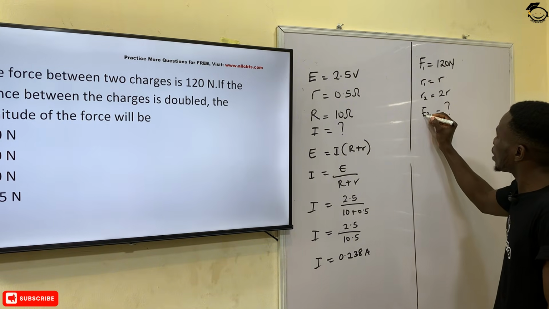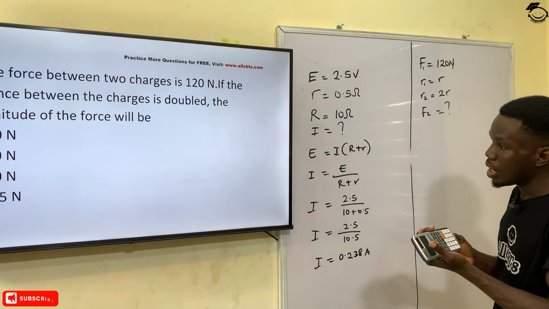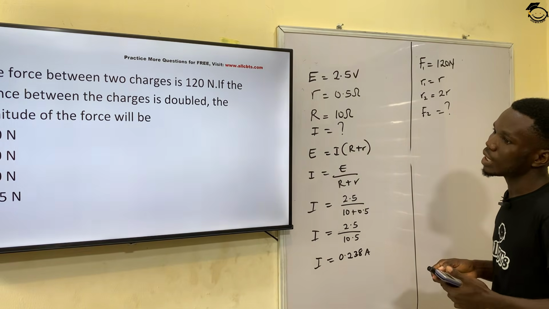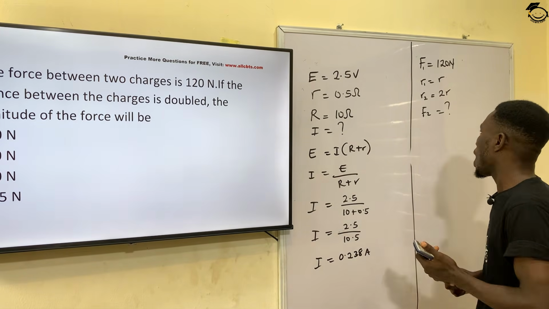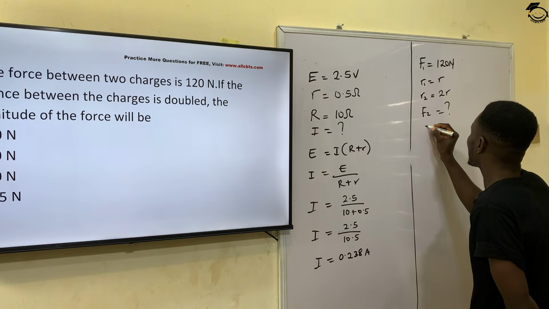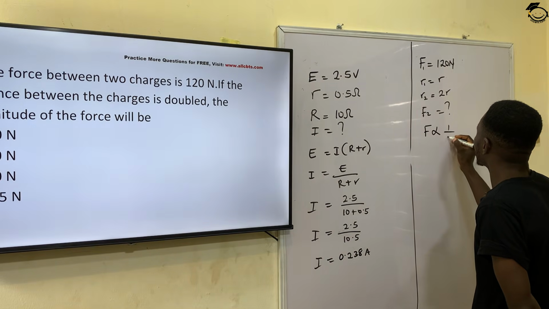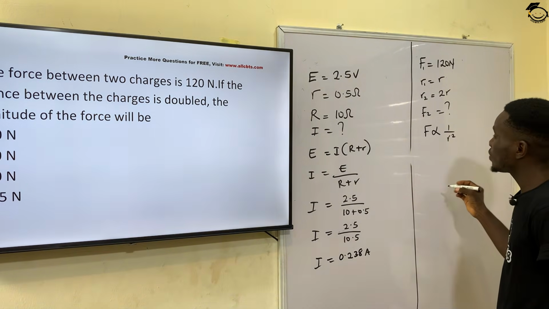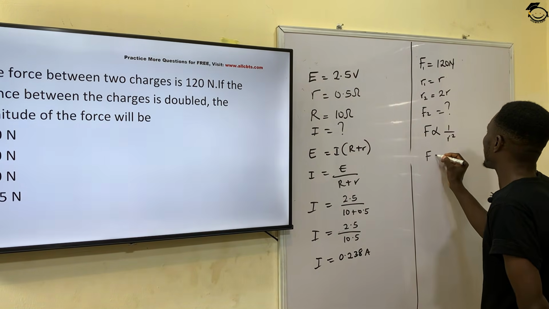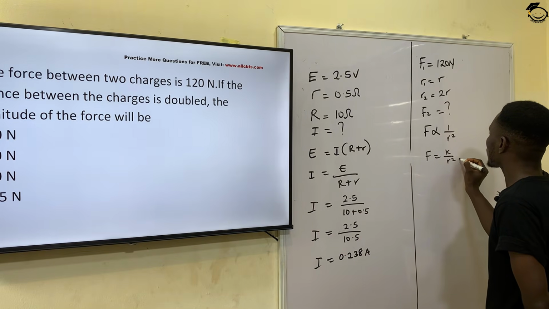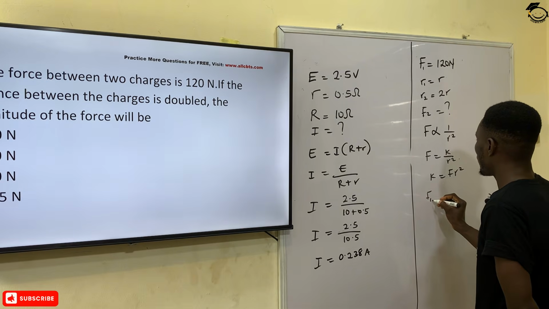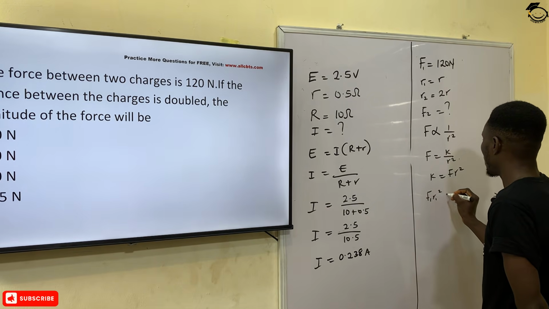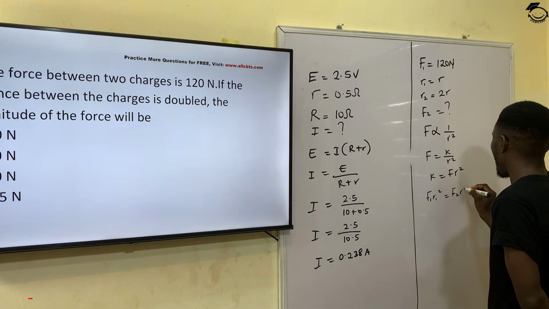And anytime we're talking about distance and force here, since we're talking about charges, it means we're talking about Coulomb's law of electricity or electric field. And in Coulomb's law, we said that the force is inversely proportional to the square of their distance apart. This is the same thing as saying that my force is equal to K over r squared, which means that my K is equal to F r squared. So this simply means that F1 r1 squared is equal to F2 r2 squared.